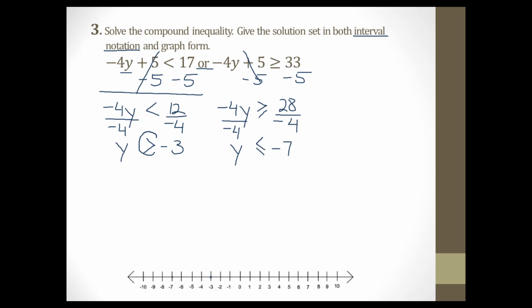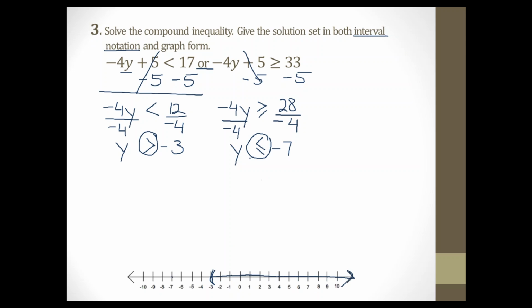And then pay attention to the sign. In this case we have a greater than and then a less than or equal to. So for the negative 3, which states that y is greater, so the numbers are greater than negative 3, and because of the sign I need parentheses, and the numbers that are greater than are to the right.